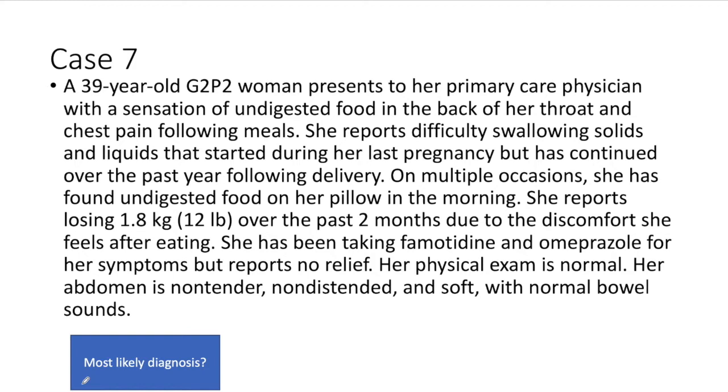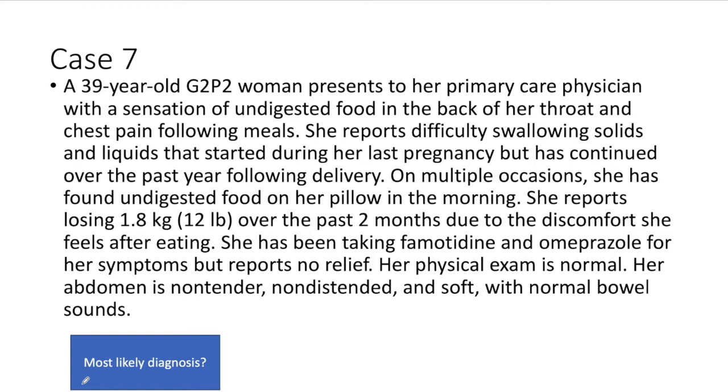You said GERD initially, which I agree with 100%, but the fact that the GERD is not being relieved by famotidine and omeprazole is concerning and makes us not want to think GERD. And so, because Zenker's can't really cause that chest pain by itself, and we're not in the real world where we can have multiple diagnoses, we have to find something that encapsulates all of these symptoms.